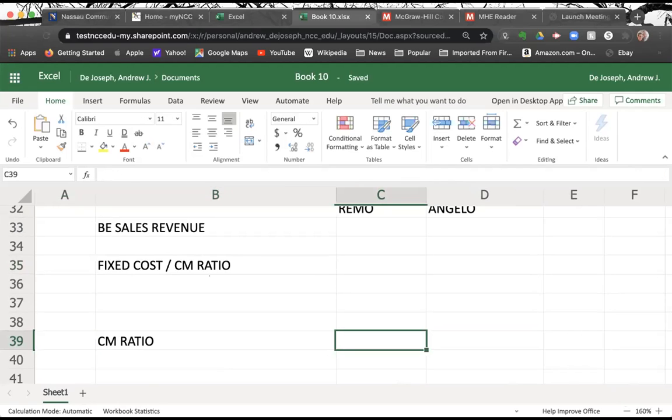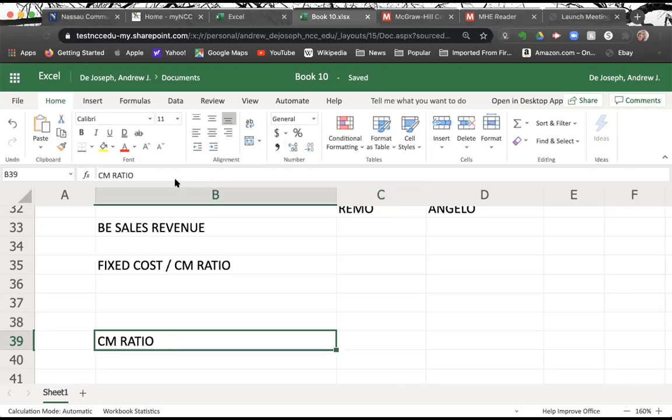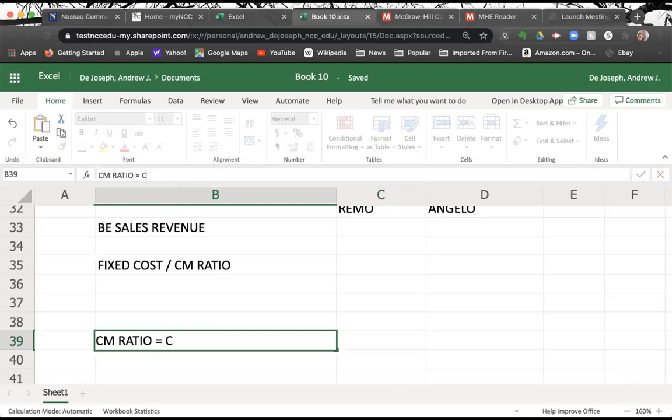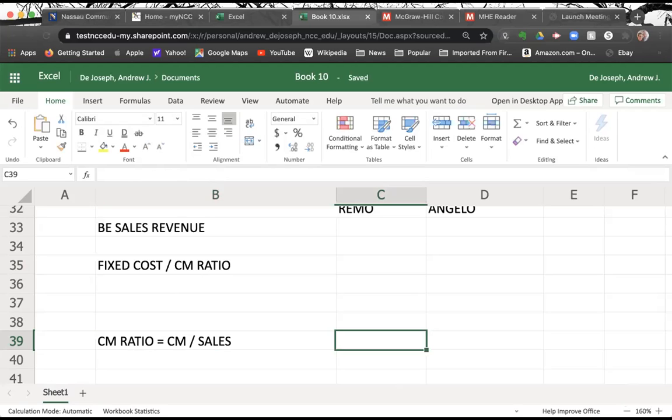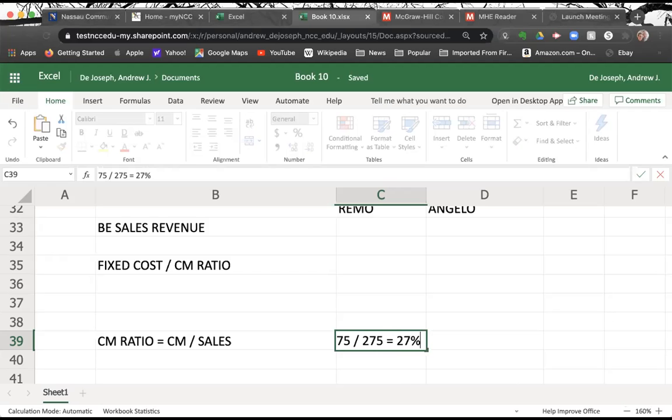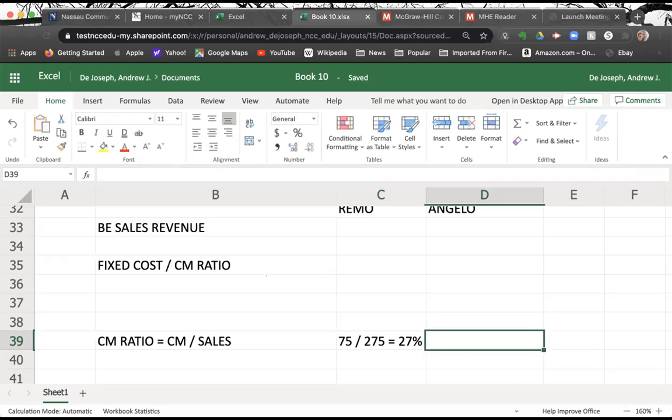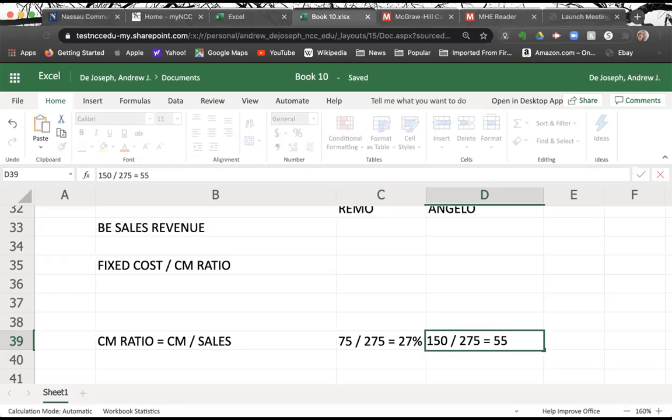Right? So it would be what? Contribution margin ratio would be contribution margin over sales. Let's put that in here again. Equals CM divided by sales, right? So for Remo, contribution margin is 75,000 divided by sales, which are 275, which is equal to 27%, right? 27%. And for Angelo, contribution margin is 150 divided by sales at 275. Contribution margin ratio is 55%.